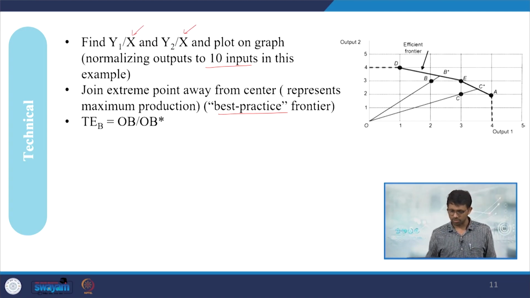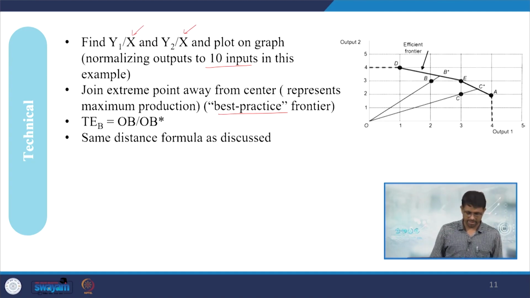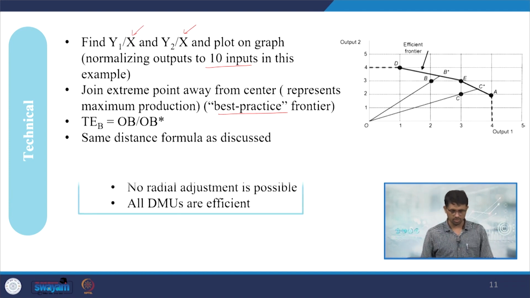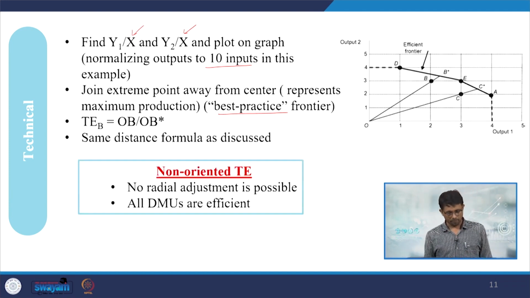So the technical efficiency of that case is OB divided by OB star. Okay. And then the same distance formula applies, as discussed, which we already discussed in the previous case.